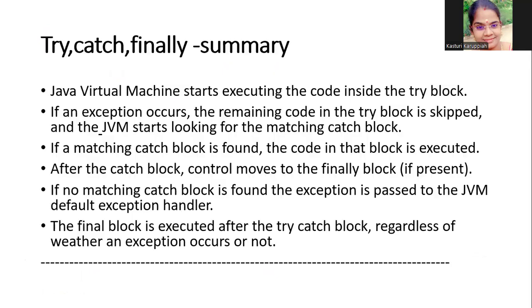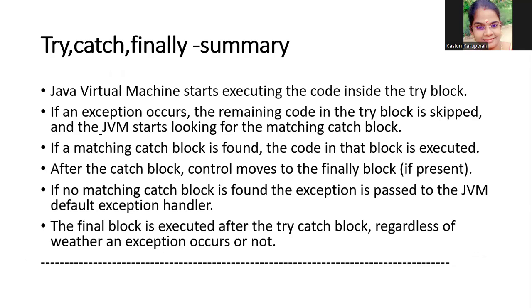And then at last, to summarize try catch finally: the JVM starts executing the code inside the try block. If an exception occurs, the remaining code in the try block is skipped, and the JVM starts looking for the matching catch block. If the matching catch block is found, the code in that block is executed. After the catch block is executed, what happens? The execution control moves to the finally block, if present. If not present, it doesn't matter.